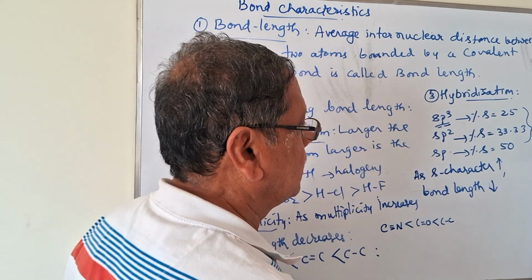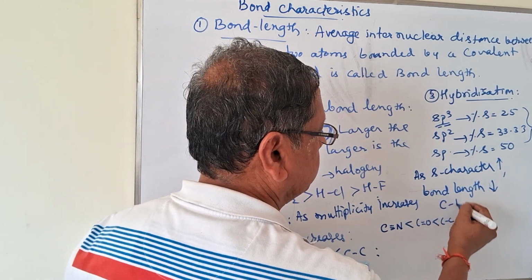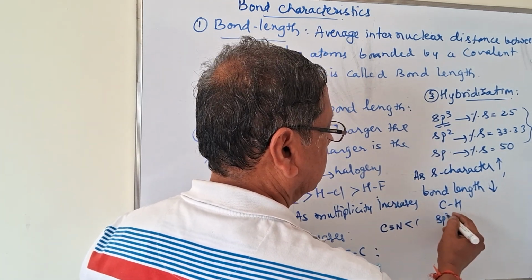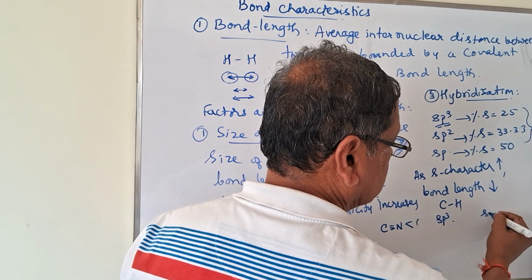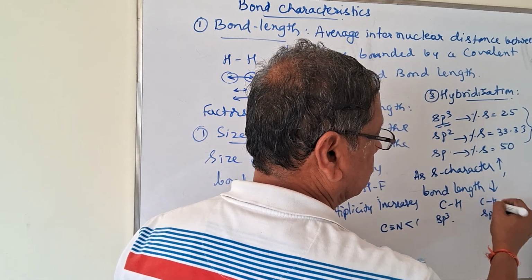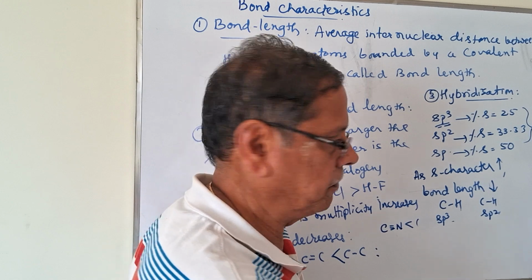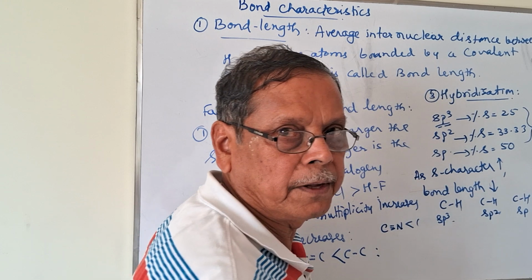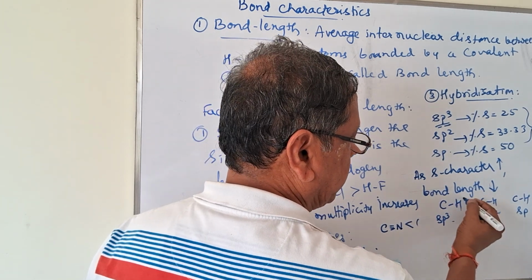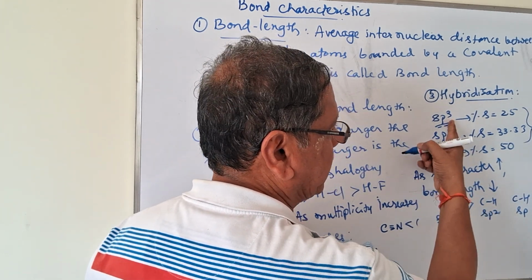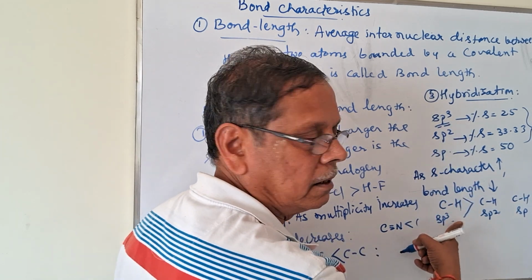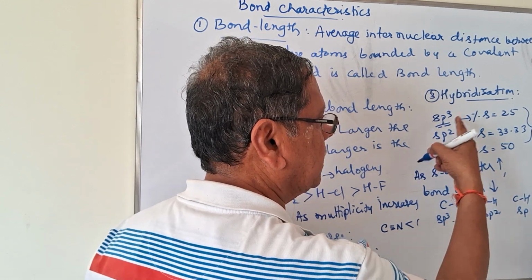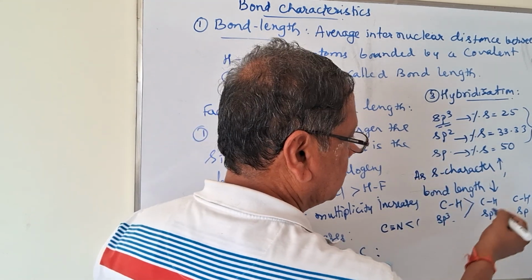Consider the carbon-hydrogen bond in an sp3 hybridized carbon. Similarly, consider the carbon-hydrogen bond with sp2 hybridization, and the CH bond in sp hybridization. We expect that sp3 has lower s character, which is why its bond length is more. Lower the s character, higher is the bond length, or higher the s character, lower is the bond length. So this is the order.